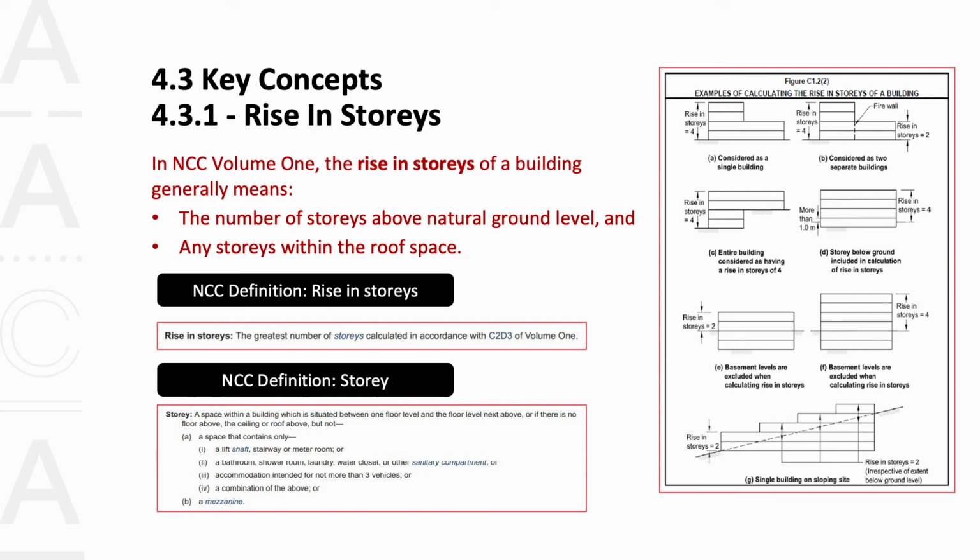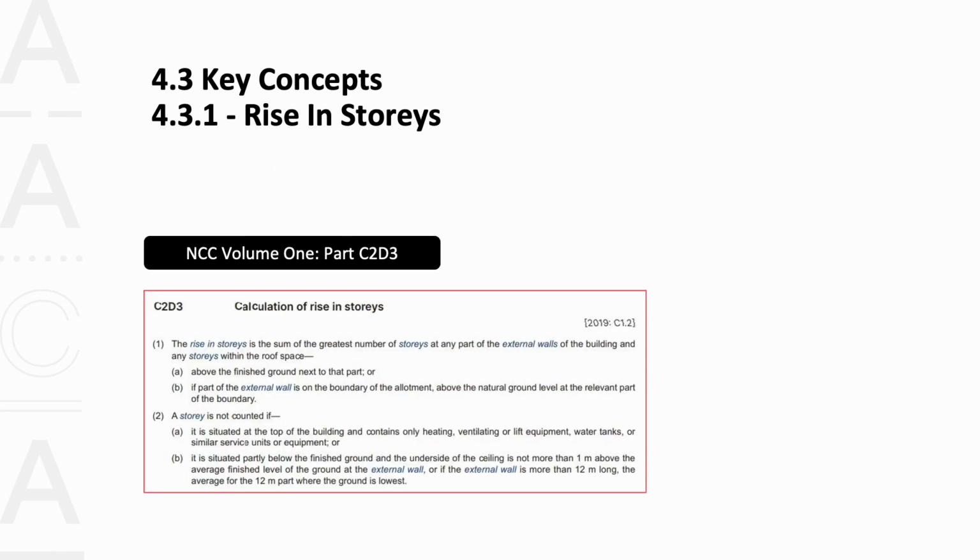It's probably worth looking at these in detail in your own time if you aren't already across them from your time in practice. Part C2D3 of Volume 1 discusses the way in which we calculate the rising stories. It's important to note that a story is not counted if it is situated at the top of a building and is only used for services such as plant, or if it is situated partly below the finished ground and the underside of the ceiling is not more than 1 metre above the average ground level at the external wall. There are further details that you can read on the slide.